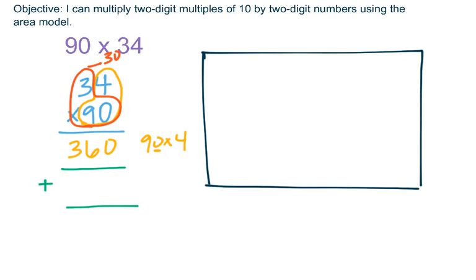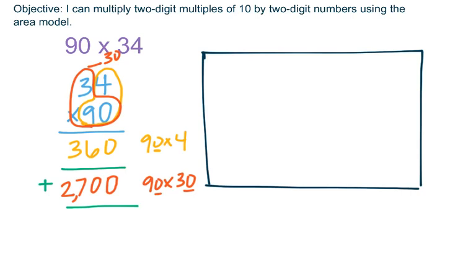And then if I think about up here, I said it was 90 times not just 3, but 30, because that 3 is in the tens place. So if I think about 90 times 30, well, 9 times 3 is 27, and I'm multiplying by 10, which will give me 270. Multiplying by 100 would give me 2,700. So notice I just took that multiple of 10 and I multiplied it by each of my place values there.